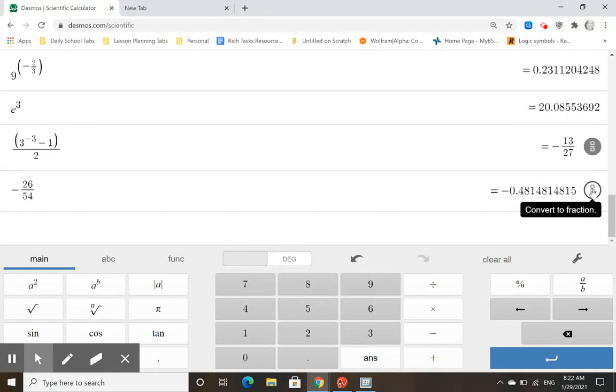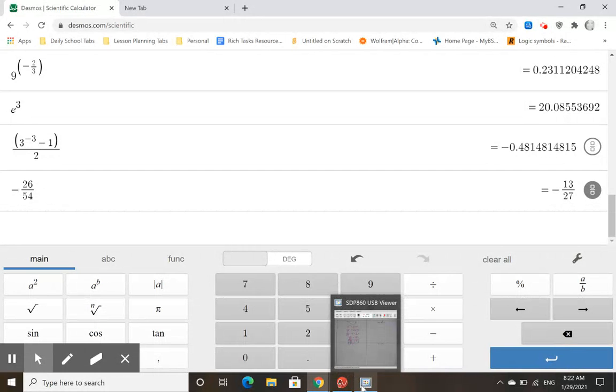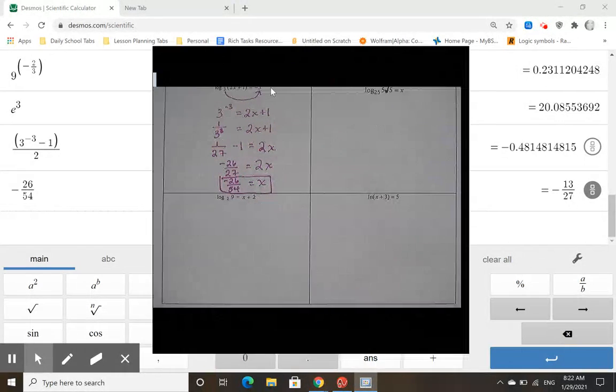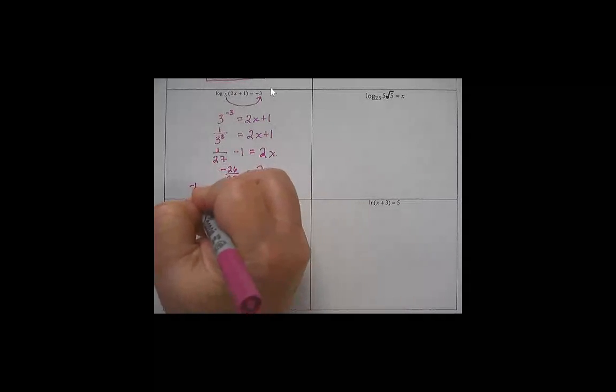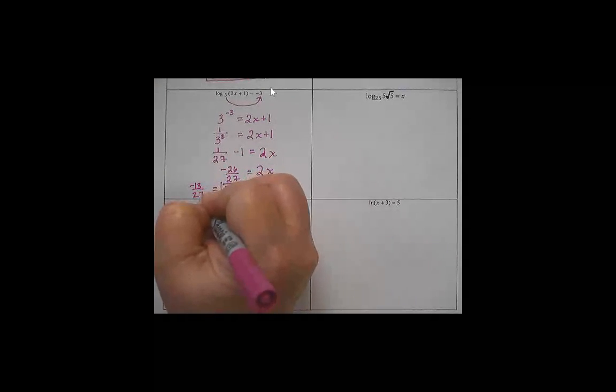I guess it reduces, doesn't it? Negative 26 over 54 does reduce to negative 13 over 27. Or you could leave it as a decimal, and it's totally fine. We didn't really receive more instruction as to how we should leave our answers. But if I am going to leave it as a fraction, I should certainly reduce it. Boom.